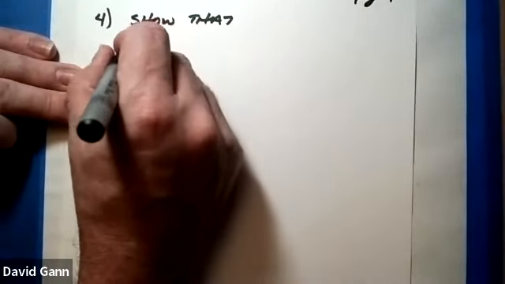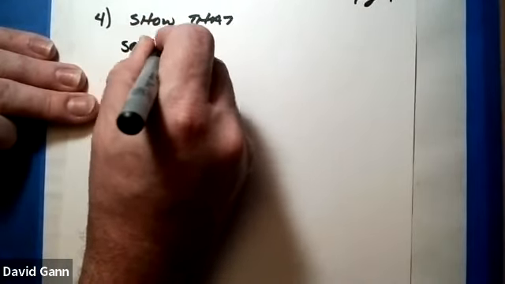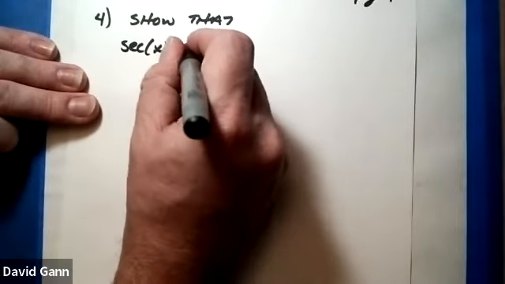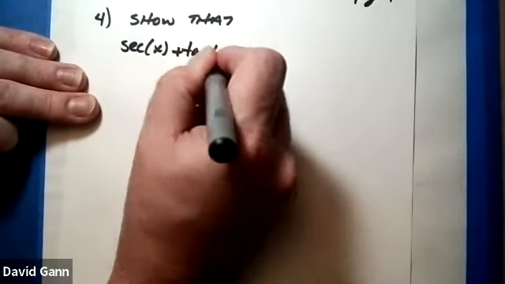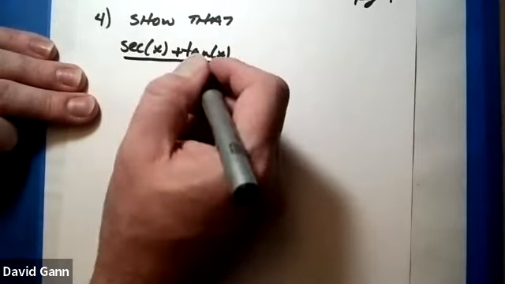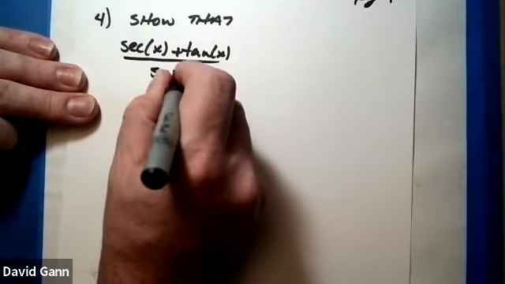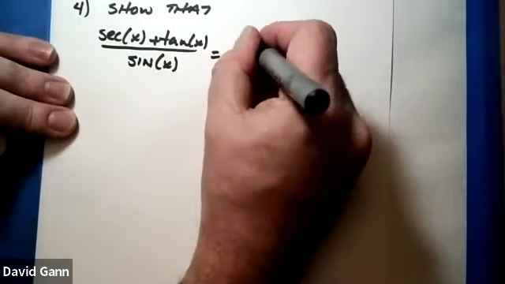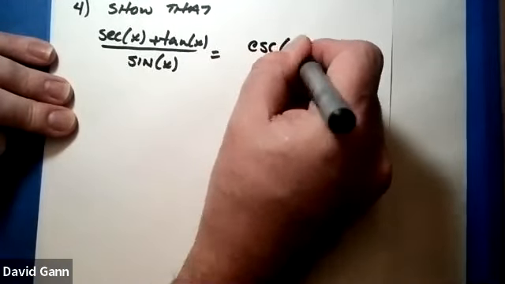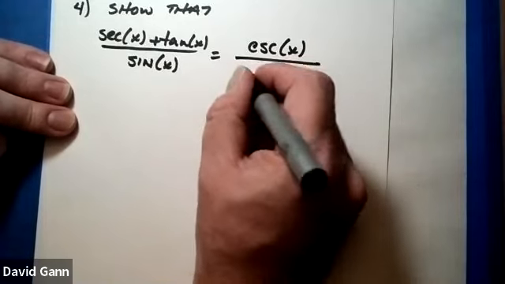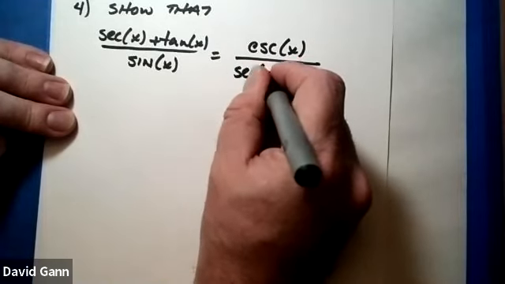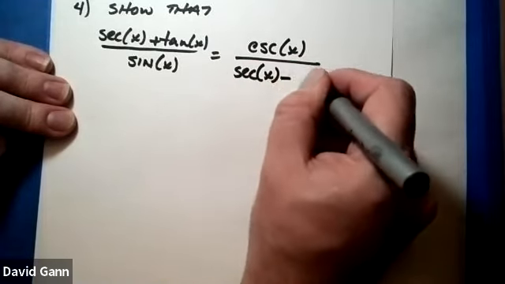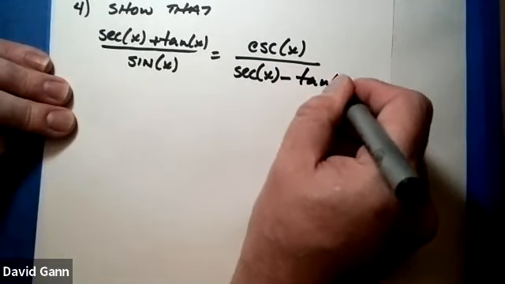Let's take secant of x plus tangent of x all over sine of x, and show that that is equal to cosecant of x over secant of x minus tangent of x.